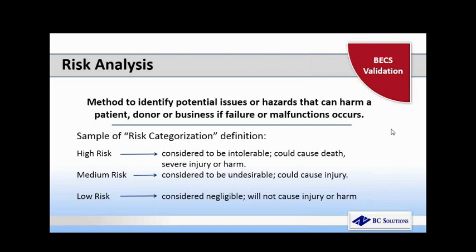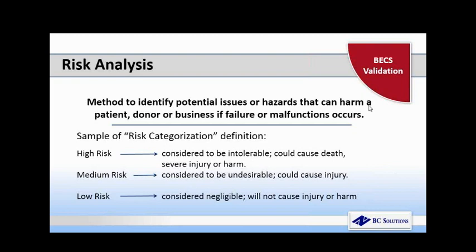You do need to develop, as part of your validation plan, a risk categorization. Now, there are sample ones out there. This is just a sample one here, where a high risk would be that which is considered to be intolerable. It could cause death, severe injury, or harm to a patient or donor. A low risk would be that which is considered negligible, would not cause injury or harm. I think this is the FDA's definition of risk categorization. There are others available in some of the documentation that will be on the reference slide. There's an International Society for Blood Transfusions guidance document for validation that has a sample risk categorization in it.